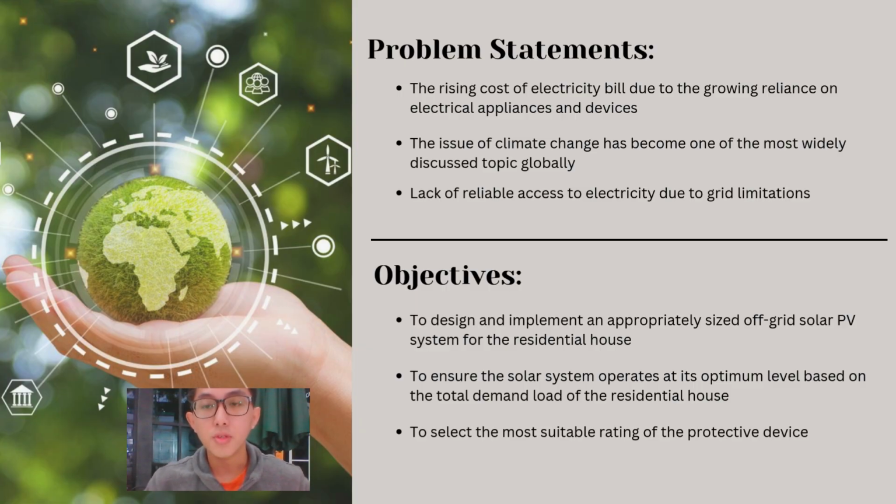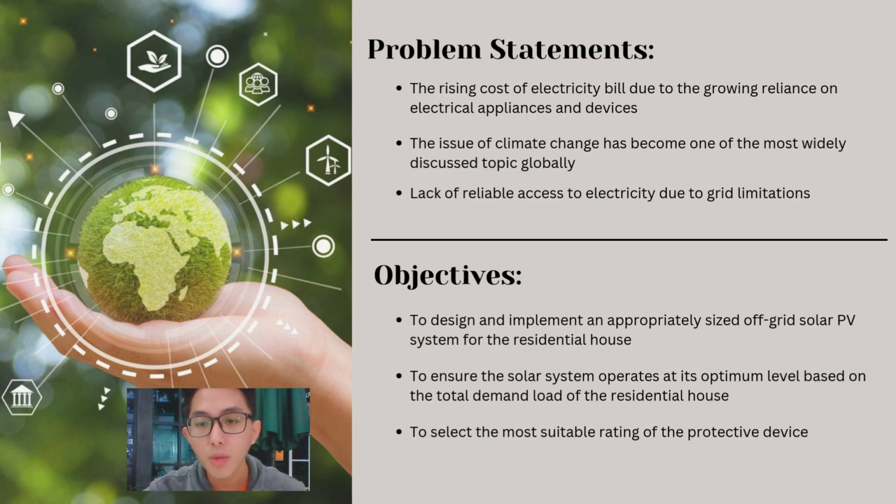Okay, so now we move on to the problem statement part. There are three problem statements here. The first one is the rising cost of electricity bills due to the growing reliance on electrical appliances and devices. The second one is that climate change has become one of the widely discussed topics globally. Actually, the government has advocated renewable energy so many times, so this project can be beneficial to the environment. And the last one is the lack of reliable access to electricity due to grid limitation.